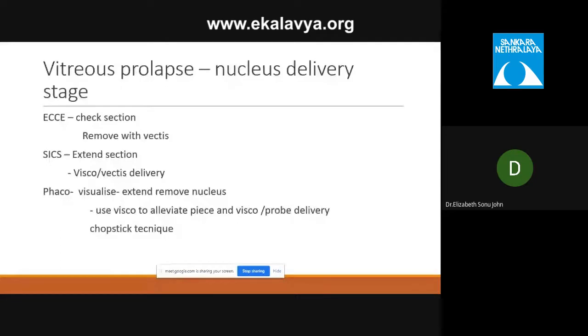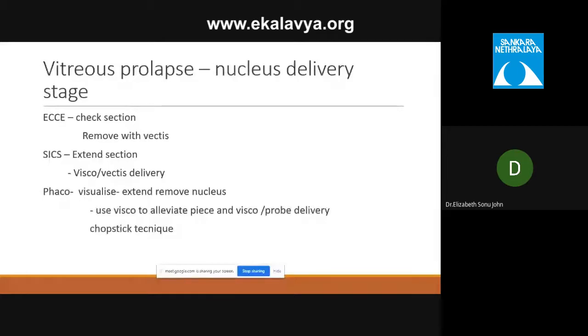Or you can use visco to elevate the piece, and with the probe, if it's a large piece, you can just hold the nucleus and then deliver it. Or you can use a chopstick technique with two instruments, with the visco just above the PC so that the PC is blocked, and then remove the nuclear piece. In all this, make sure the AC is formed and the section is adequate to remove the phaco piece.